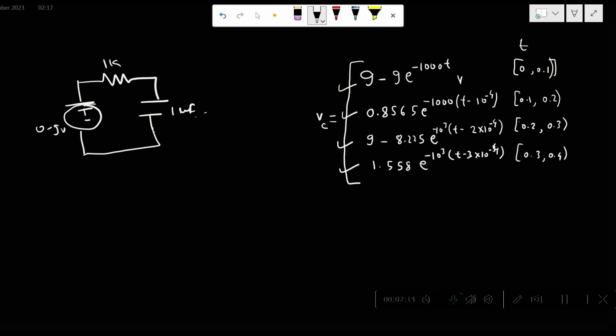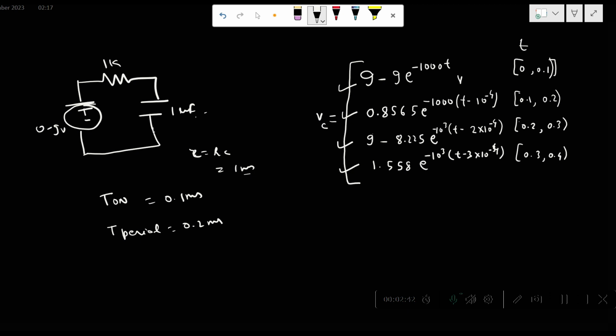In this case, we can find tau equals R into C, which is 1 millisecond. The time constant for this RC circuit is 1 millisecond. Now moving ahead, the T on, or the pulse width, is 0.1 millisecond, and the time period is 0.2 milliseconds. So this is the given data.